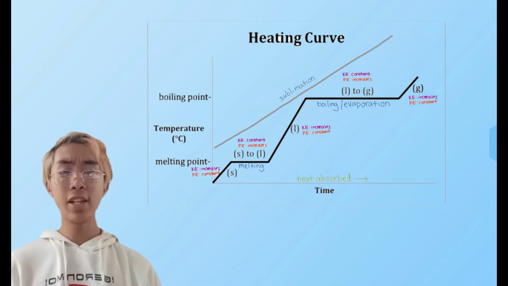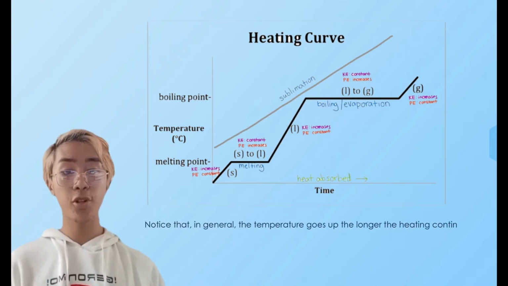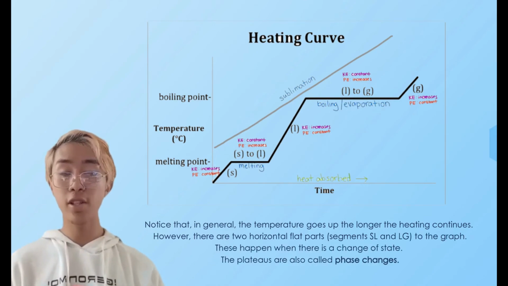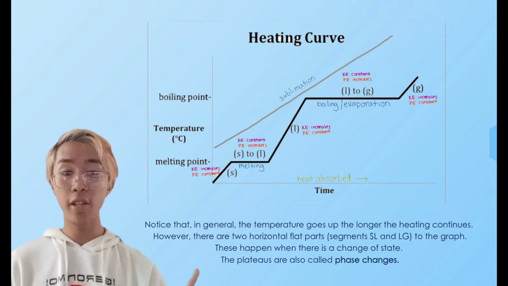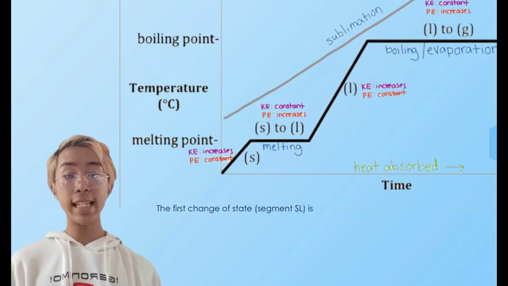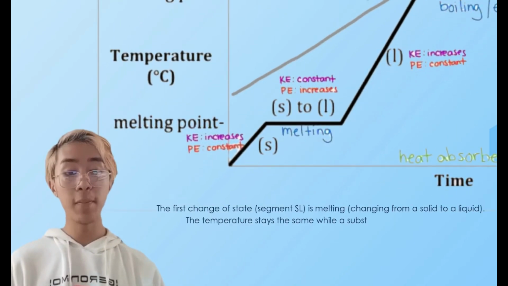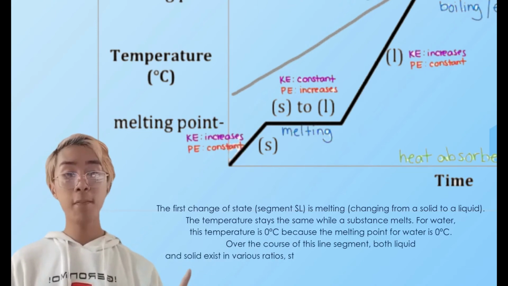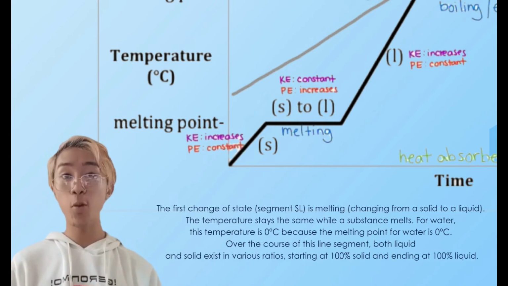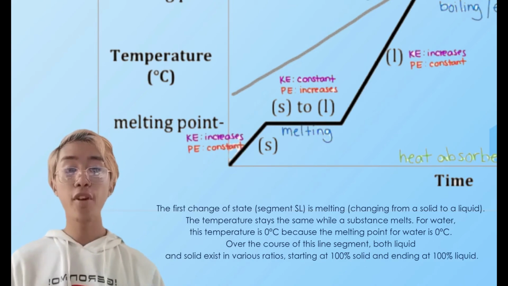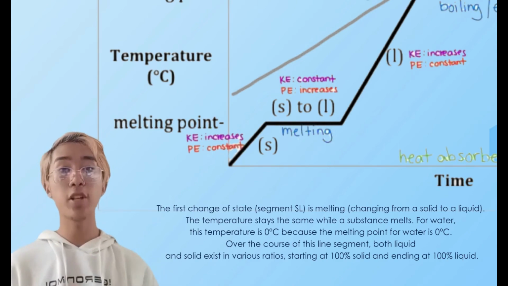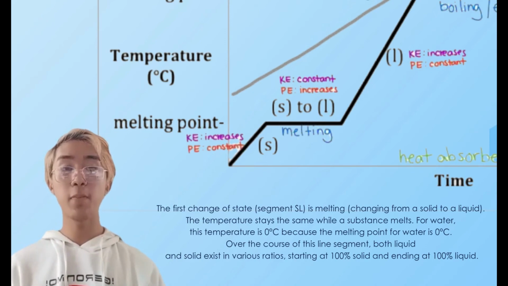Now defining heating curves, notice that in general temperature goes up the longer the heating continues. However, there are two horizontal flat parts in the graph. This happens when there is a change of state. The plateaus are also called phase changes. First change of state is melting. It is from solid to liquid. The temperature stays the same while a substance melts. And for water, this temperature is 0 degrees Celsius because the melting point for water is 0 degrees Celsius as well. Over the course of this line segment, both liquid and solid exist in various ratios, starting at 100% solid and ending at 100% liquid.